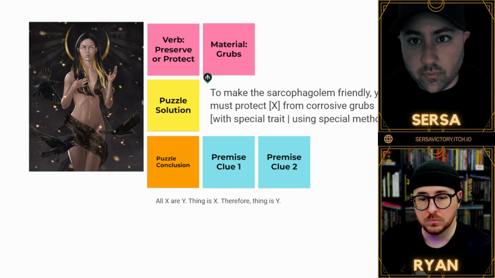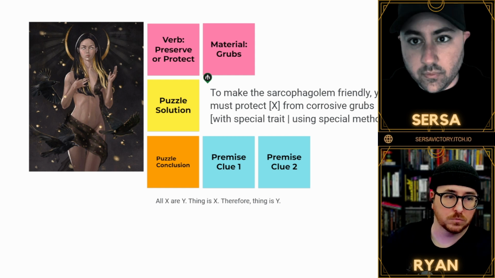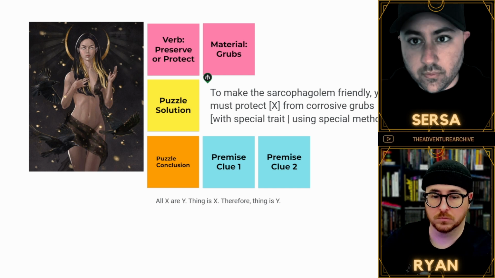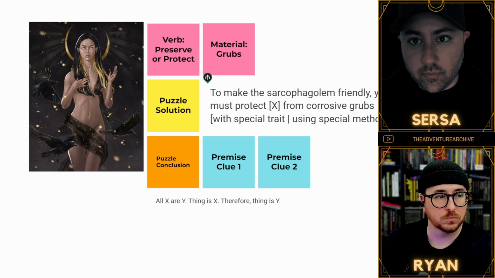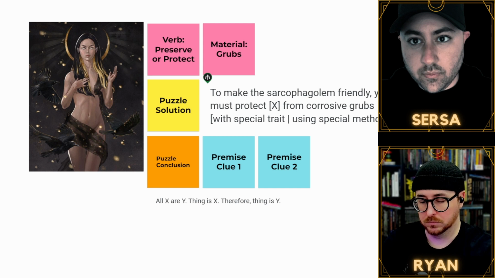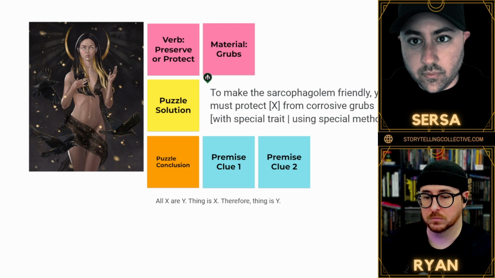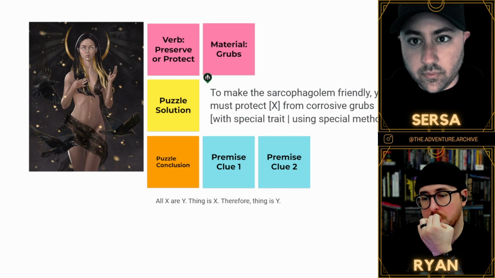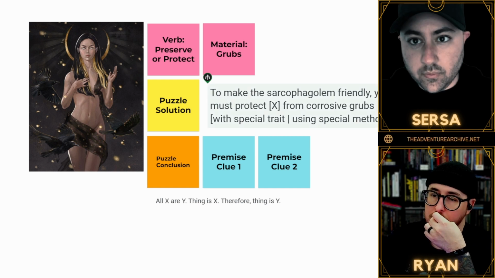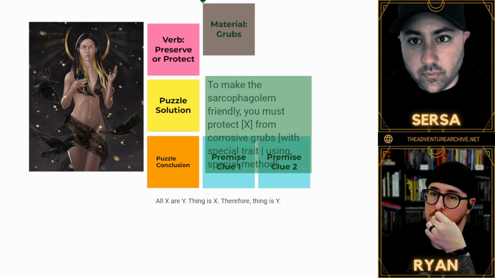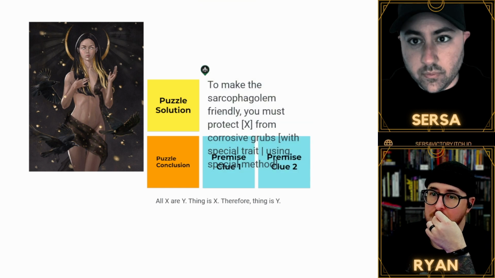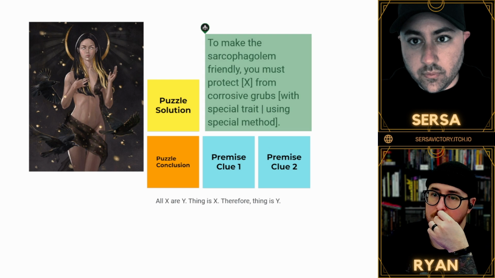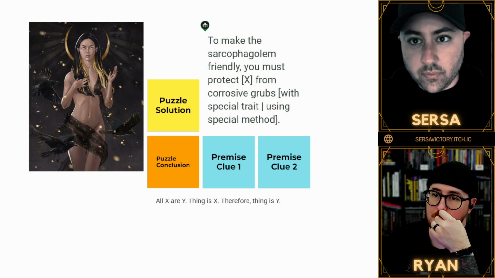It doesn't have to be anything significant. It doesn't have to be anything that has any kind of relevance beyond the puzzle. So basically, there's something that has to get protected from grubs. If you do so correctly, then it would allow us to make the sarcophagolem friendly and benefit from its powers. I'm going to delete these, we already have them. So this can just be any thematic thing. Doesn't matter.